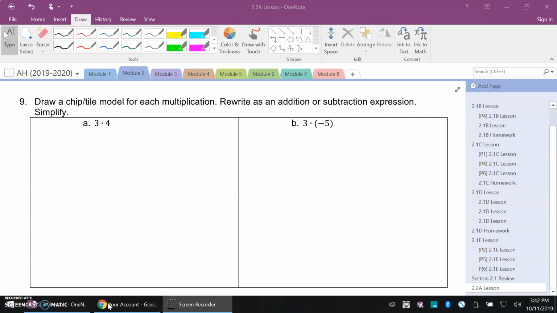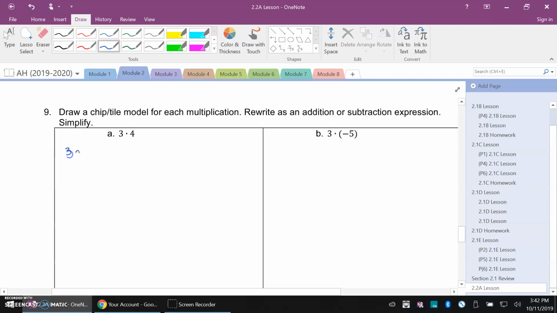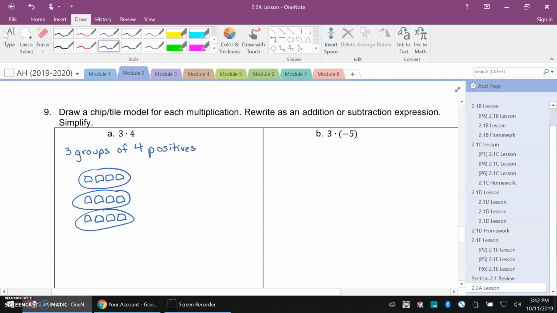Now we're going to have the problem without all the scaffolding. It says to draw a chip tile model for each multiplication. Then we're going to rewrite as an addition or subtraction expression. So looking at A, it says 3 times 4, which means 3 groups of 4 positive tiles. Or you could just write 4 positives. So we have group number 1, group number 2, and group number 3. That takes care of the model part.